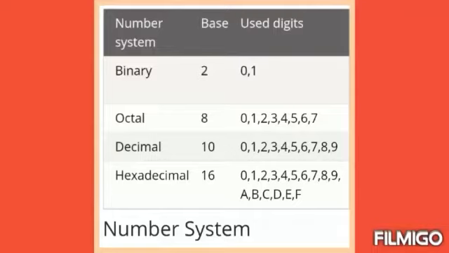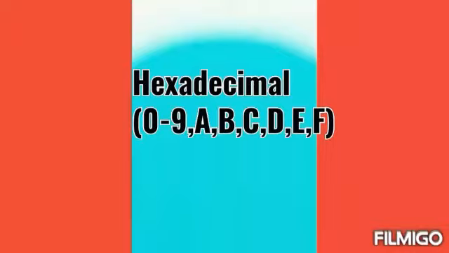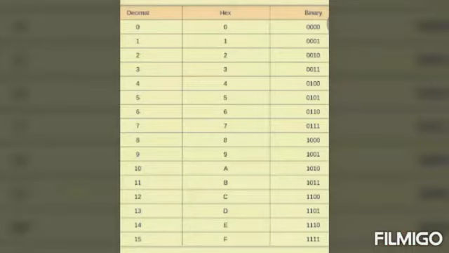Octal has base 8, it includes numbers 0 to 7. Decimal has 10 as its base and is the most widely used number system. Hexadecimal has 16 as its base, 0 to 9 and A to F. Now see this table, it shows how binary numbers are represented.